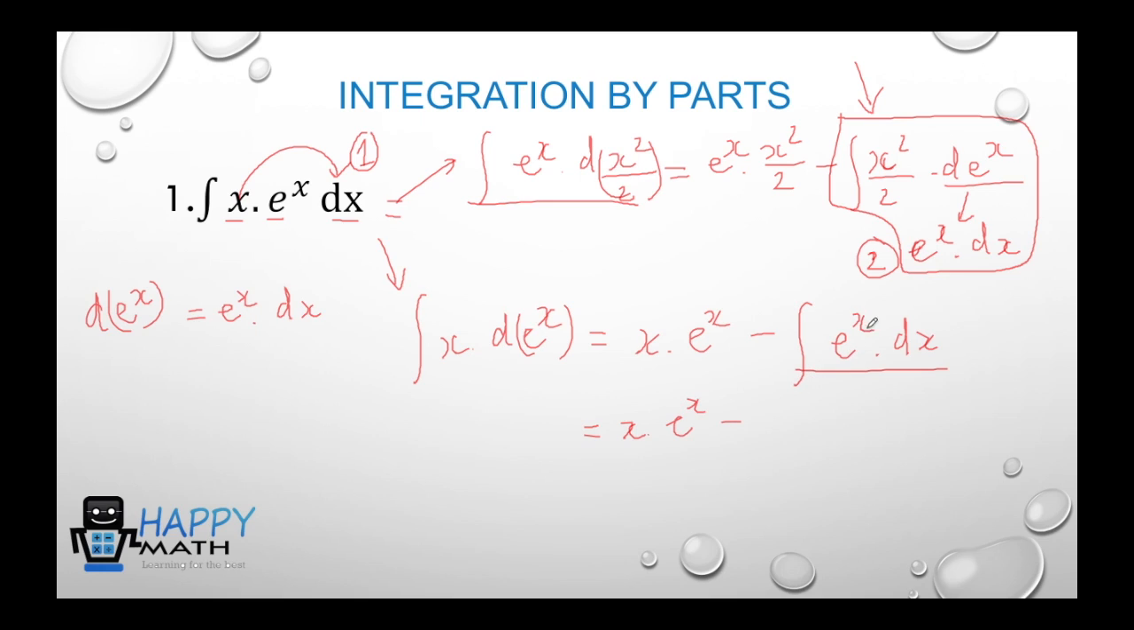The integration of e power 2x times dx will be equal to d of the e power 2x. You move e power 2x from outside to inside the differentiation. So we got this one. The two simple terms are next to each other, so you can consider it invisible, and you add plus c at the end of the integration. Quite easier.